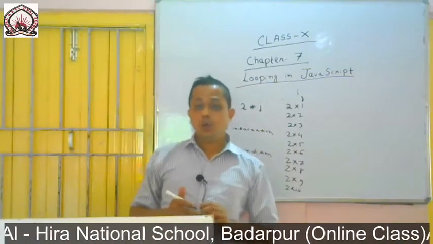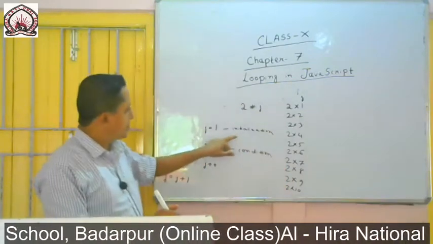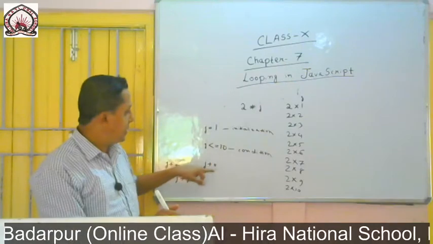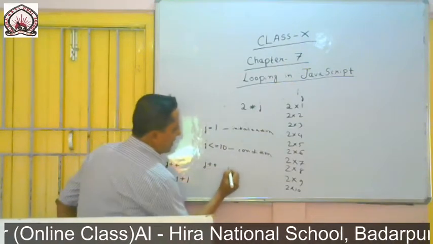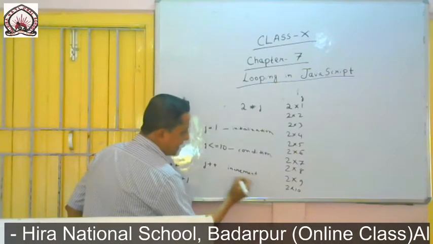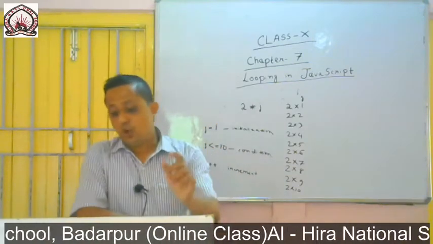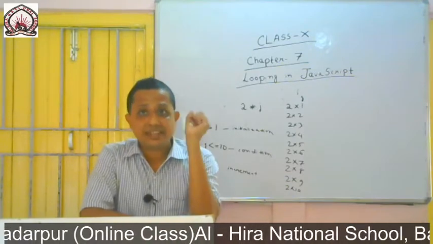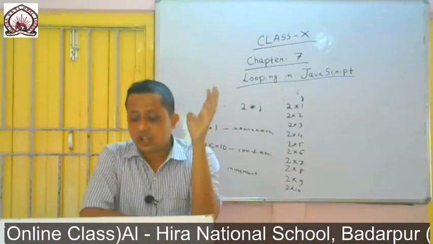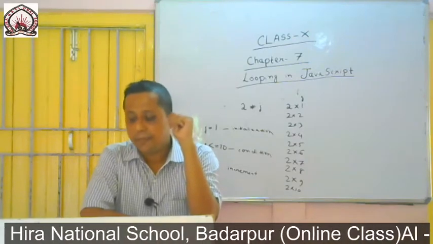So the loop consists of three statements: initialization, condition, and increment. So it is basically increment or decrement. Here it is increment, here it is increment. A loop comprises three statements: initialization, condition, and increment or decrement statement.